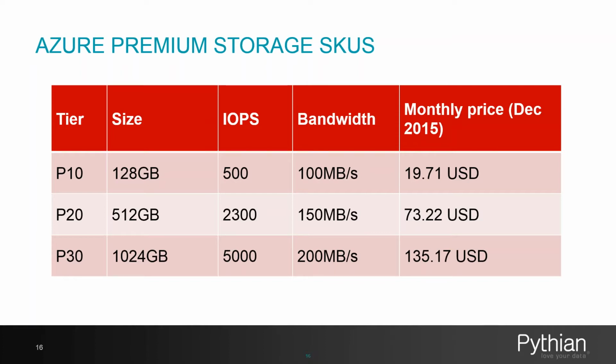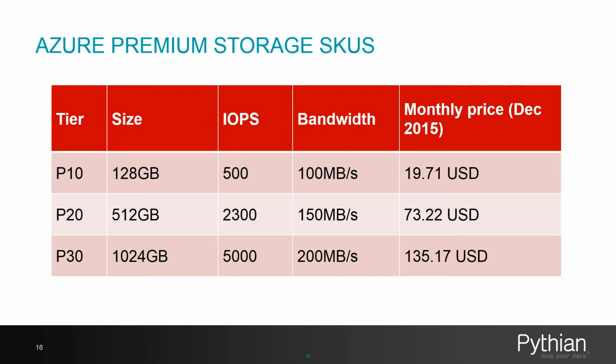500 IOPS for a P10 all the way to 5,000 for a P30. The bandwidth on each volume goes from 100 megs on a P10 all the way to 200 megs on a P30. And obviously, as we'll see, this is the bandwidth limit per volume, but you can attach multiple of these volumes into one VM if you need more aggregate bandwidth, as long as your VM model supports it. Just like I discussed on Amazon, the bandwidth here becomes a design decision and a design factor as well.